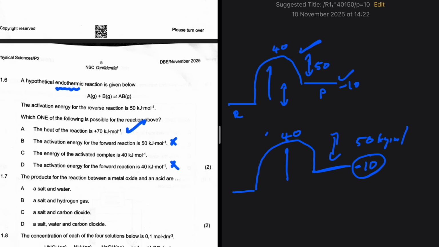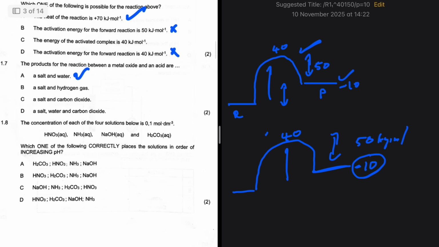And then 1.7, the products of the reaction between a metal oxide and an acid are... So here we just stick to the basics, a salt and water, just the definition. 1.8, the concentration of each of the four solutions below is 0.1 mole per decimeter cube. Which one of the following correctly places the solutions in order of increase in pH?